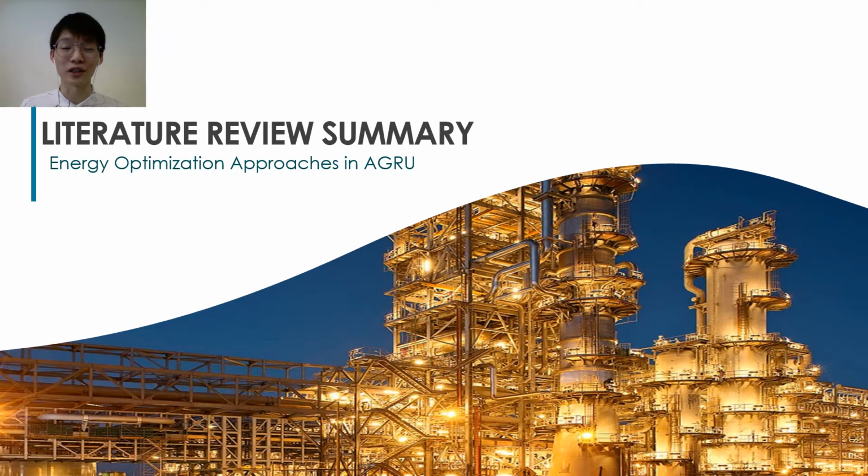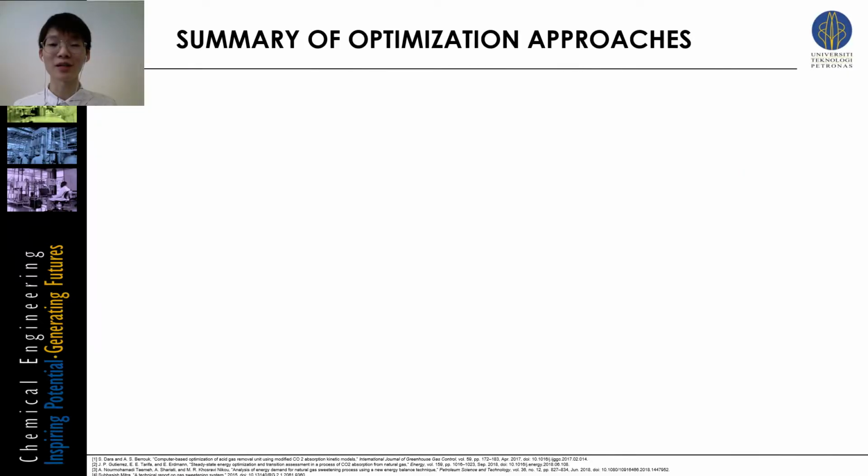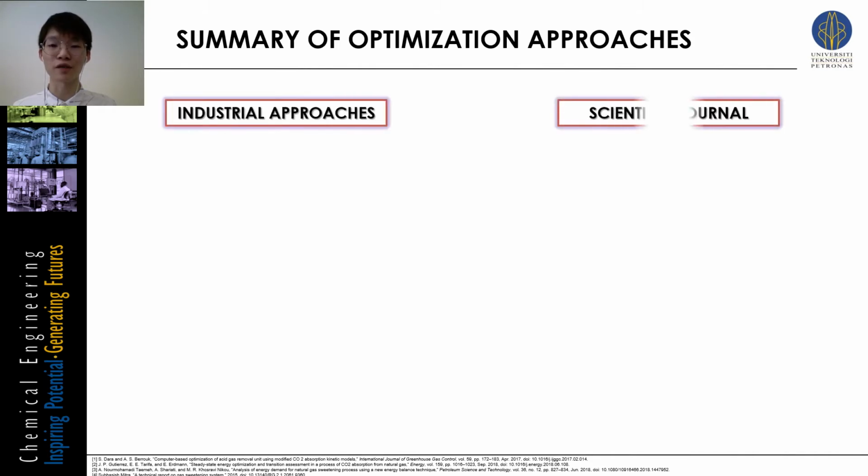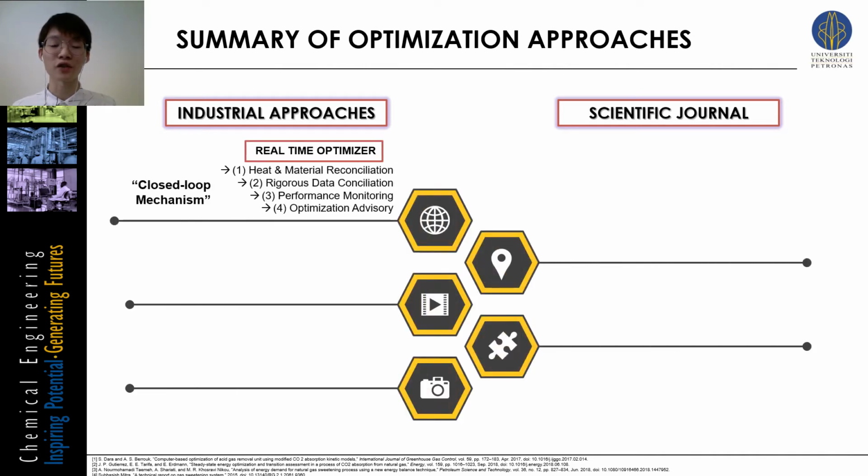After understanding the objectives and the scope of study, let us proceed to the literature review summary, where I talk about the optimization approaches taken by the industry and by researchers' studies. I have separated the optimization approaches into two parts: firstly the industrial approaches, followed by the scientific journals. In terms of industrial approaches, firstly I have the RTO, the real-time optimizer. RTO is a closed-loop mechanism that starts with mass and energy balances and ends with an optimization advisory.